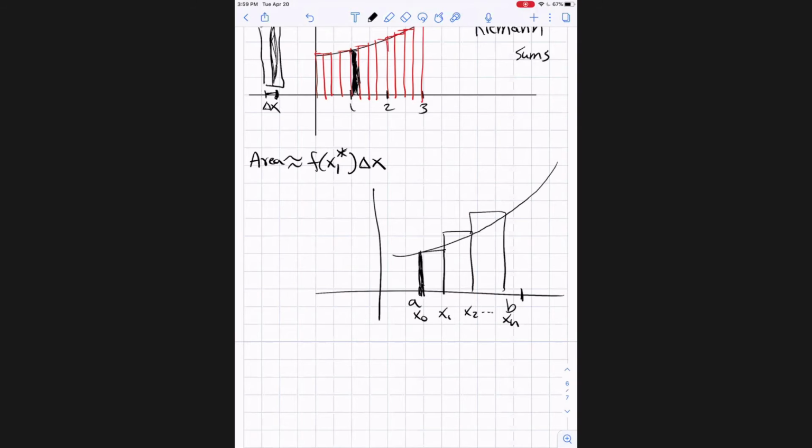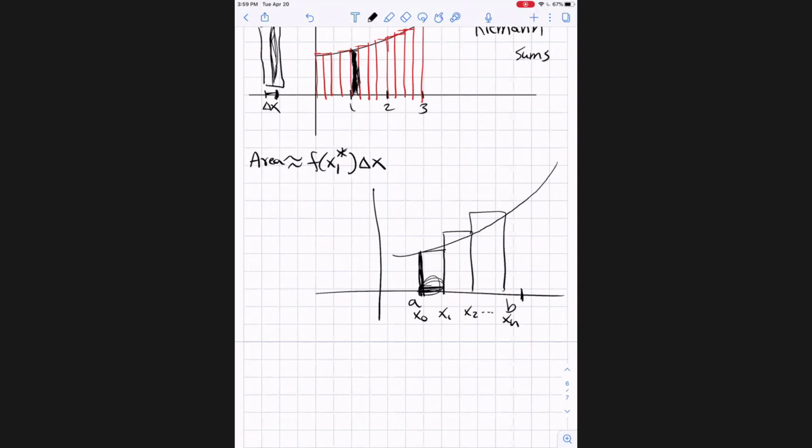F of x sub 1 star would be the first interval, any x value in that interval. The star means any value, because this is going to get thinner and thinner and thinner. So it's just an arbitrary, general x value in that interval.